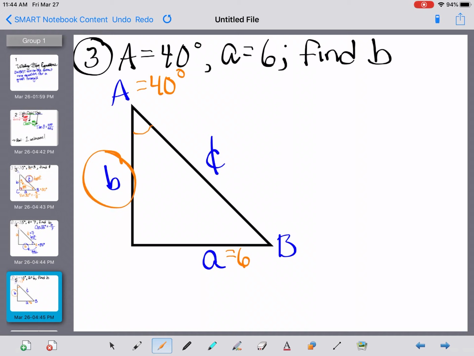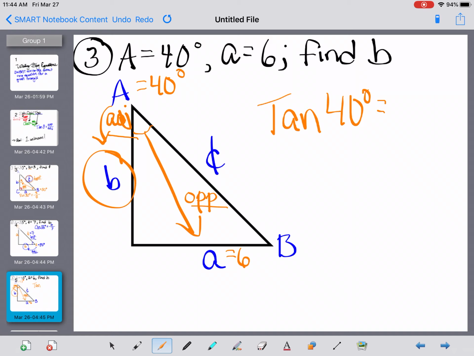All right, so we know that with respect to this angle here, we have the adjacent. All right, and we also do not have the C, so I'm hoping we have the opposite. Yes, we do. So we're looking for something that uses opposite and adjacent. That would be our tangent function. And the tangent of the angle 40 is equal to the opposite, which is 6, over the adjacent, which is B.